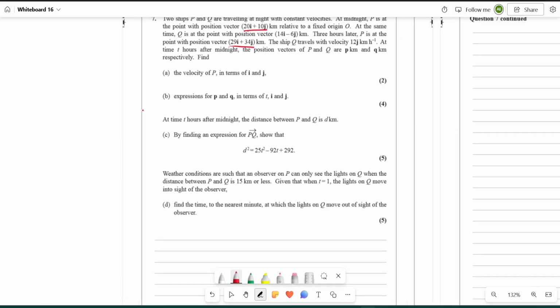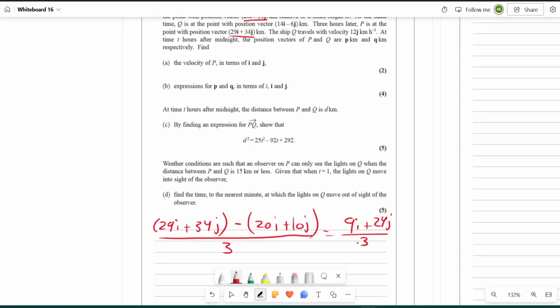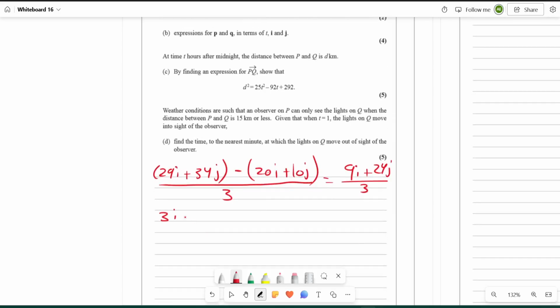So for this, let's do the final position, which is 29i plus 34j, minus the initial position, which is 20i plus 10j, all over the time it took, which was 3 hours. Here our units are kilometers per hour, so we will leave it like this. So the velocity is going to be 29 minus 20 is 9i, plus 34 minus 10 is basically 24j, over 3. So 9 divided by 3 is 3i, plus 24 divided by 3 is 8j, and that is going to equal the velocity vector of P.